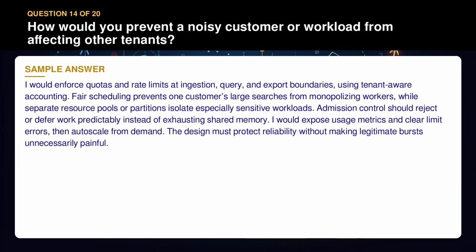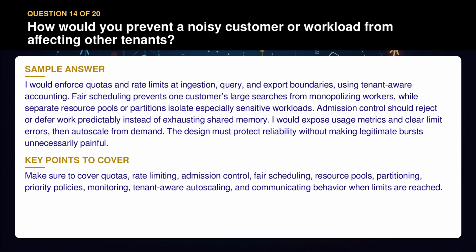I would expose usage metrics and clear limit errors, then autoscale from demand. The design must protect reliability without making legitimate bursts unnecessarily painful. Make sure to cover quotas, rate limiting, admission control, fair scheduling, resource pools, partitioning, priority policies, monitoring, tenant-aware autoscaling, and communicating behavior when limits are reached.